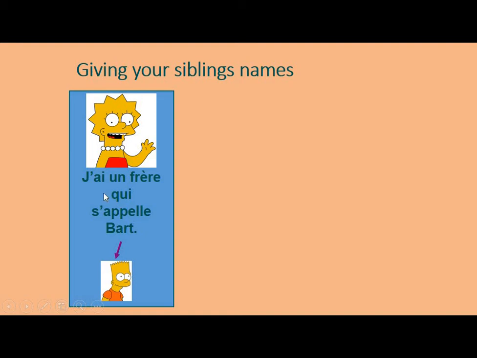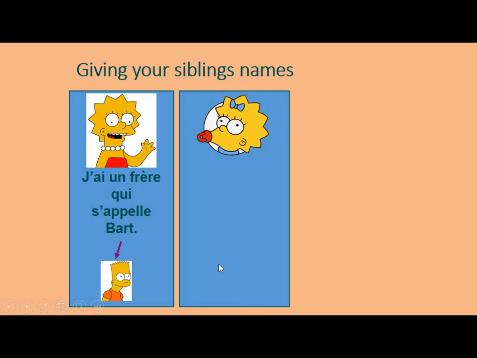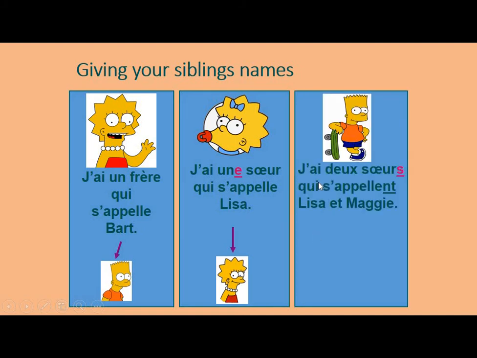These are the key words right here. Qui s'appelle literally means who is called. Maggie would say, J'ai une sœur qui s'appelle Lisa. Still the same, not qui s'appelle, whether it's for a boy or for a girl. The only slight twist you get is here, when Bart says, J'ai deux sœurs, two sisters, qui s'appellent Lisa and Maggie, and there they are.